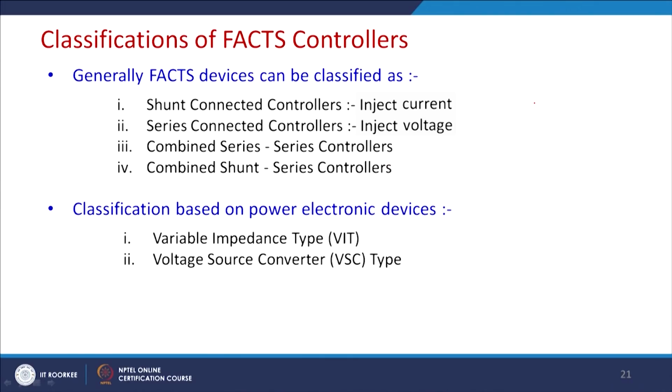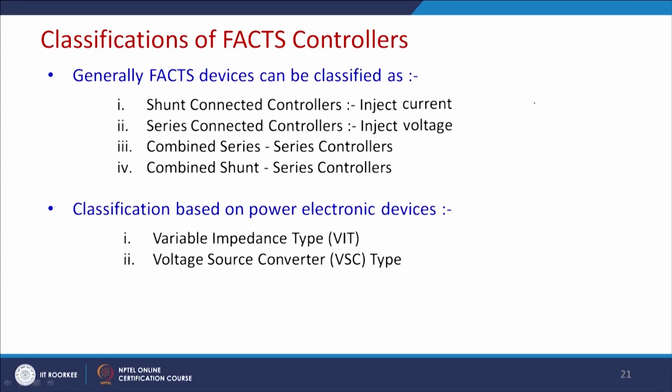Now, there are different kinds of FACTS devices. The shunt connected controller injects current, and the series connected controller injects voltage. Then there are the combined series controller and the combined shunt series controller. Another type injects basically impedance; these are called variable impedance type, VIT, and another type is the voltage source converter.